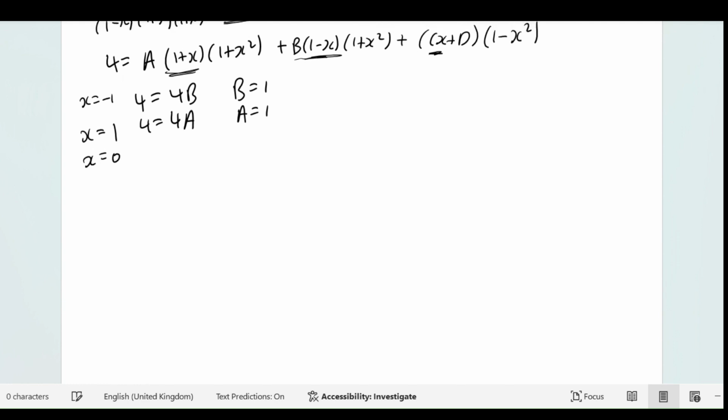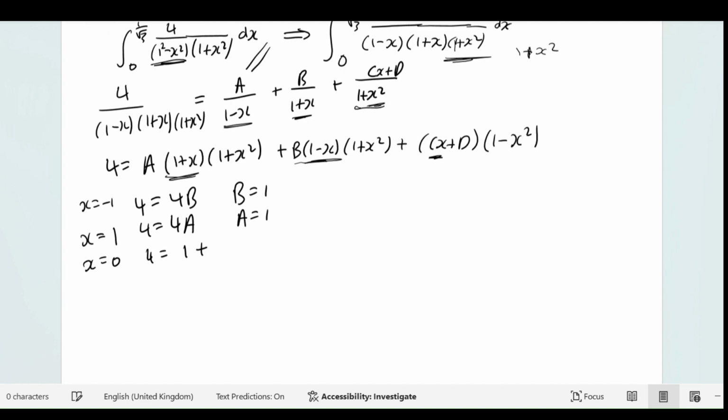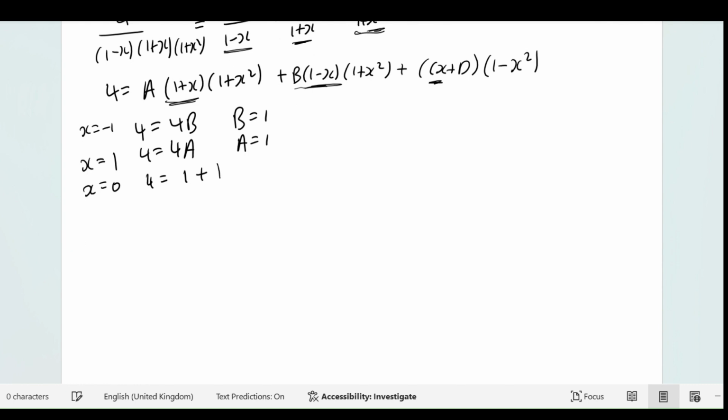With x is equal to 0, I'm going to do 4 is equal to 1 plus 1 plus 0x plus D, and 1 minus 0 is just 1, so that's also just 1 here. And what we basically see is that this is just D on one side and the 1 plus 1, so we know D is equal to 2.